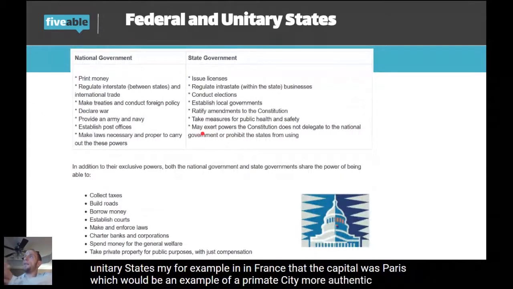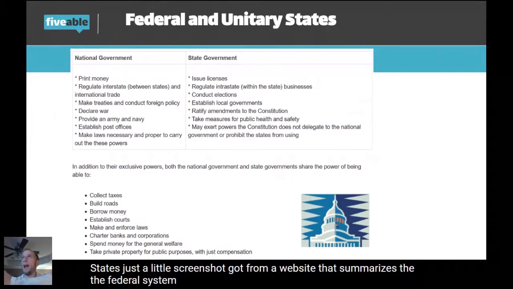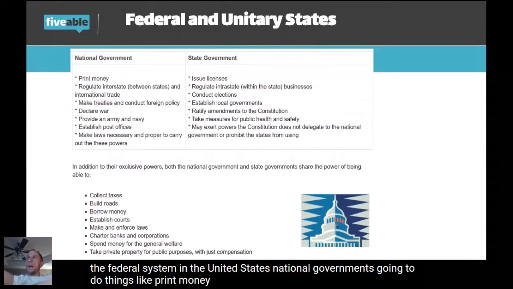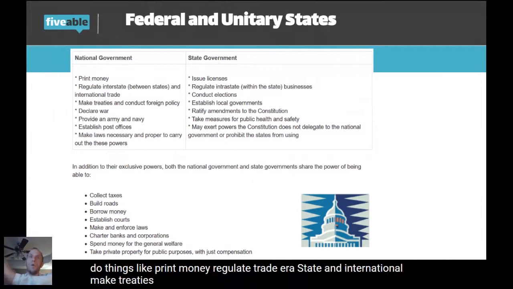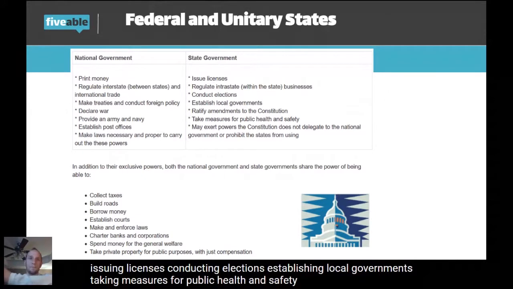More on federal and unitary states. Just a little screenshot I got from a website that summarizes the federal system in the United States. The national government is going to do things like print money, regulate trade, interstate and international, make treaties, declare war, all that stuff. State governments usually are going to do your less dramatic chores, like issuing licenses, conducting elections, establishing local governments, taking measures for public health and safety, etc.